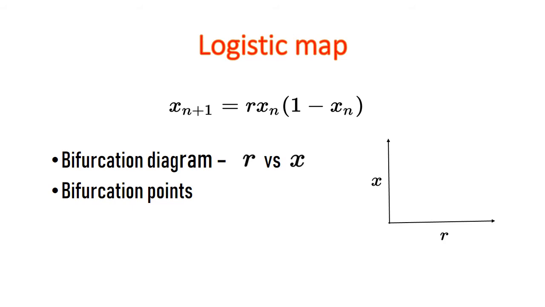Here, we can also identify the bifurcation points. These are the points where the chaotic map changes topologically.